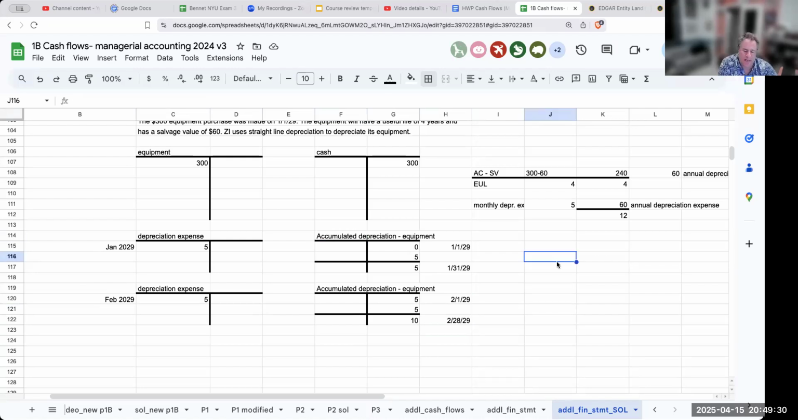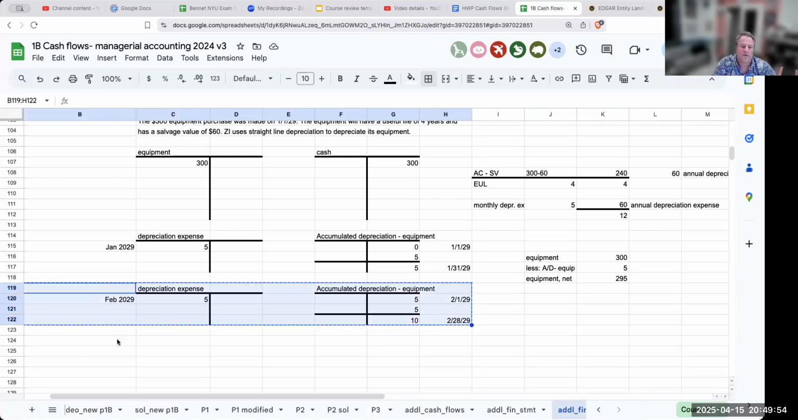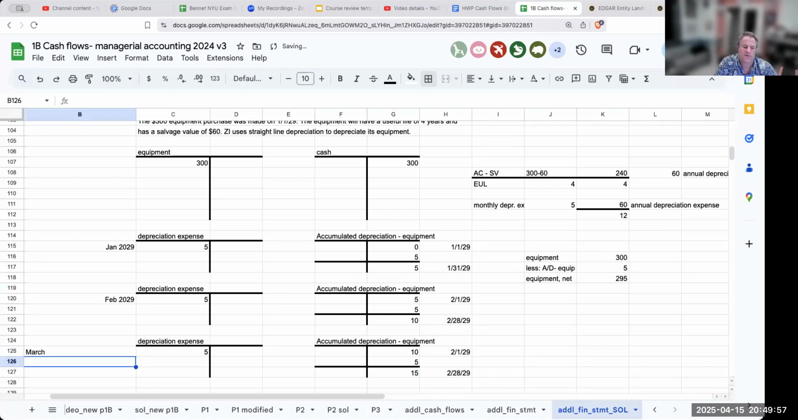So when I'm showing this on my balance sheet, I'm going to show equipment at 300 less my accumulated depreciation on the equipment. This is going to give me equipment net of 295. So this is what I'm going to be doing every single month. So coming over here, do you need to do this on your exam? Absolutely not. But I want you to understand where the numbers are coming from. So over here, my ending balance becomes my beginning for the following month.